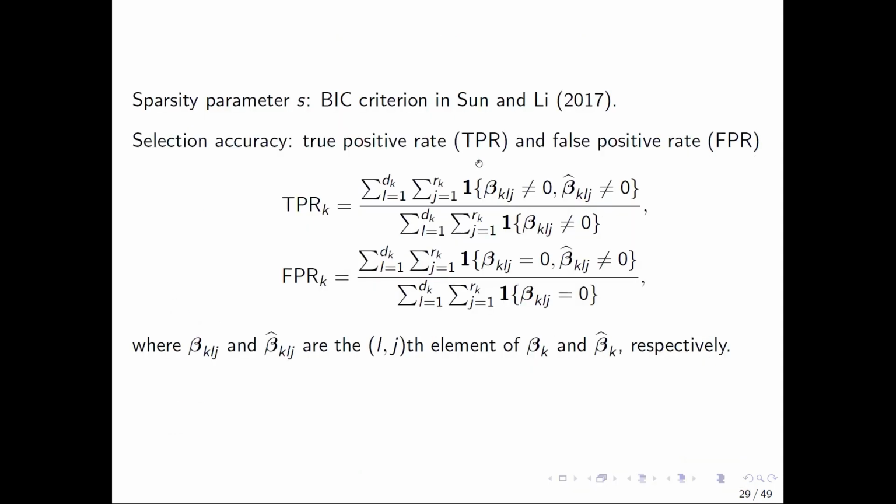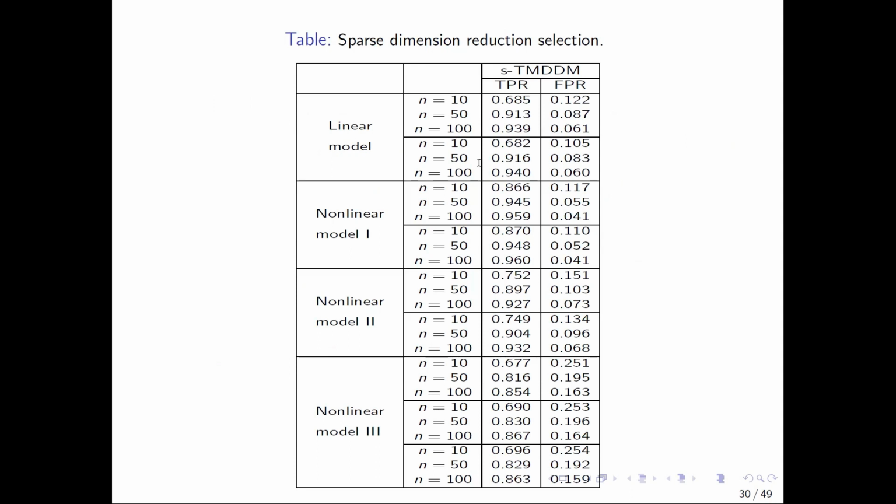When we do a sparse estimation, it is also important to check the selection accuracy: whether I choose a non-zero element as a non-zero element, and whether my estimation approach selects a zero element as a zero element. To check that, we computed the true positive rate and false positive rate. We chose the sparsity parameter S by using the BIC criterion proposed by Sun and Lee in a 2017 paper. As n grows, the true positive rate increases and the false positive rate decreases. It looks like the sparse PCA applied to our mode KTMDD is generating a reasonable result for the selection accuracy.